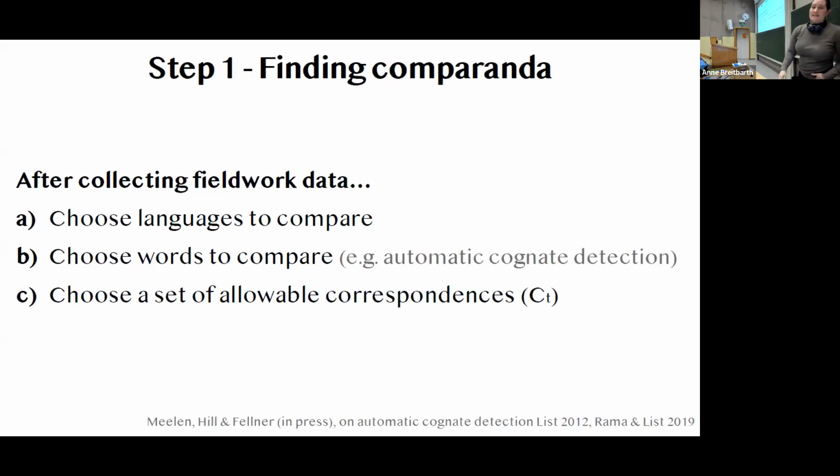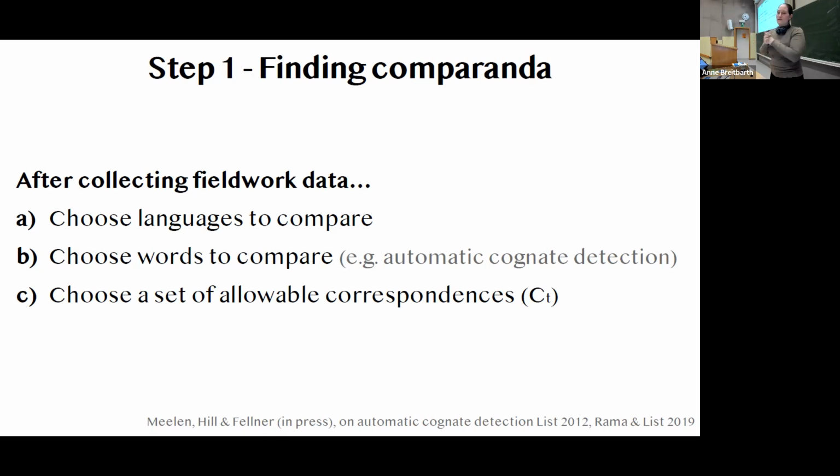So after collecting fieldwork data, what you need to do is choose your languages to compare for step 1, which is probably a bit of a trivial task because you know which languages you're doing fieldwork on, so those are going to be the languages that you work with. Then you choose words to compare. Now this is less trivial, of course, because let's say you've collected an awful lot of words in different languages, and you're trying to figure out, for Kaike, for instance, this is something that still needs to be done. We don't know where it's related, how it's related. But how are you finding the ones that are actually potentially cognates or not?